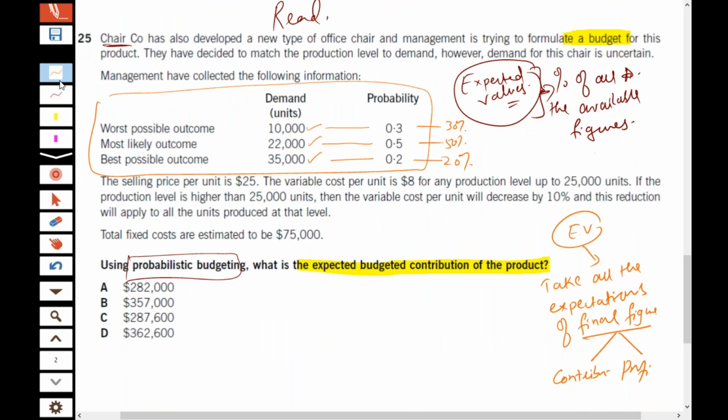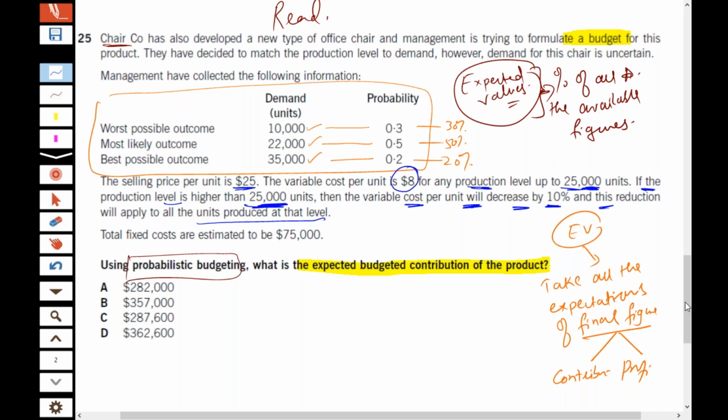Now, what is written here? The selling price is $25. Variable cost is $8 for any production level up to 25,000 units. If the production level is higher than 25,000 units, then variable cost per unit will decrease by 10%, and this reduction will apply to all the units produced at this level.